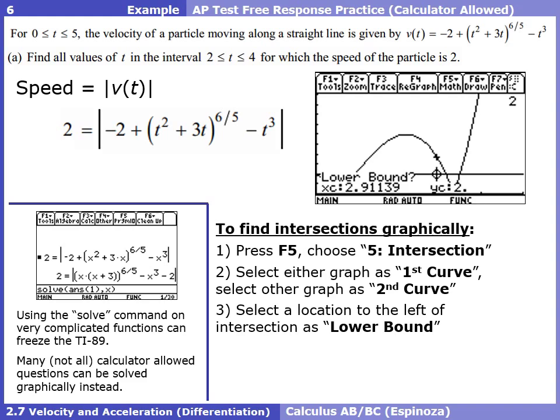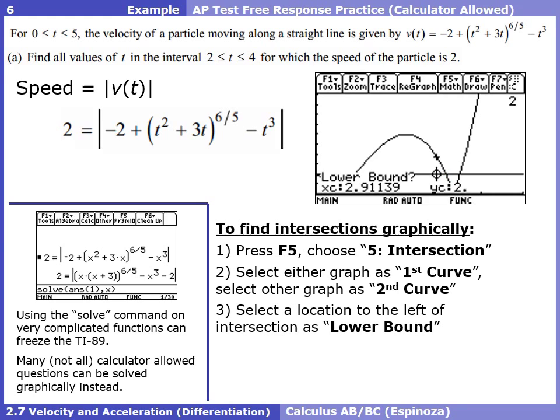Okay, so now we got to choose which intersection point we're looking at. I'm going to try to find this intersection point first, this one right here. Don't worry about the other one. You'll just have to repeat these steps to find the other one. So I'm going to try to find that intersection first.